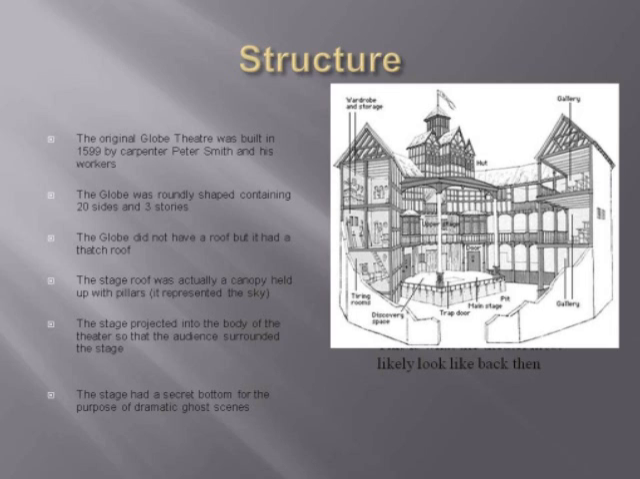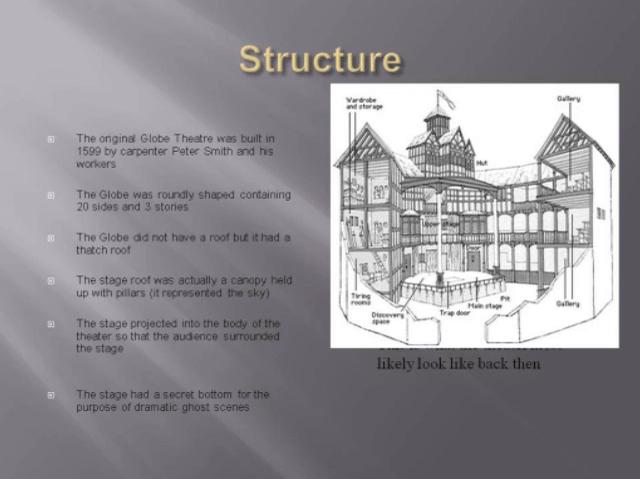Structure. The original Globe Theatre was built in 1599 by carpenter Peter Smith and his workers. The Globe Theatre was roundly shaped, containing 20 sides that were 3 stories high. The Globe did not have a roof. The stage roof was actually a canopy held up by pillars.